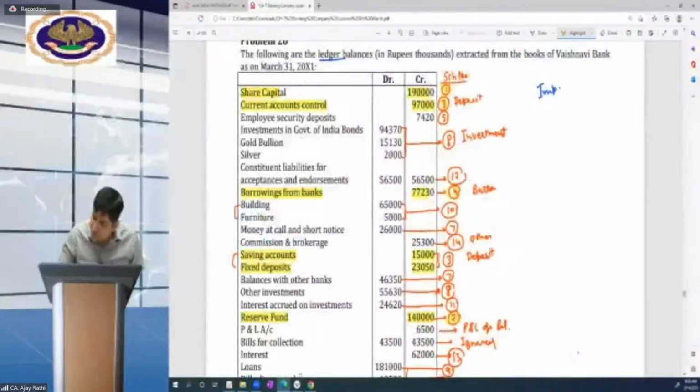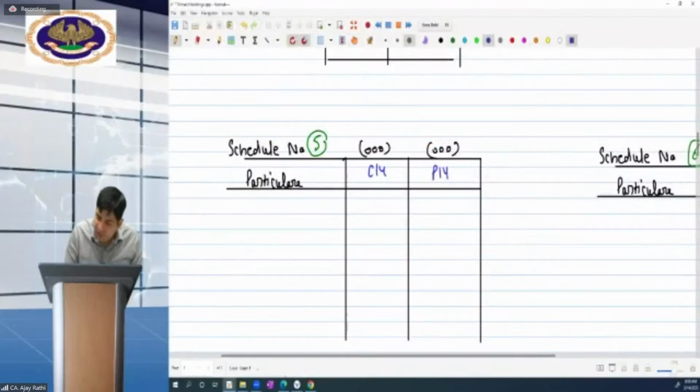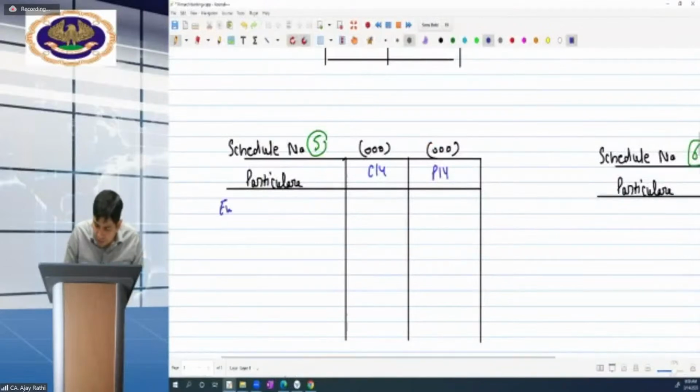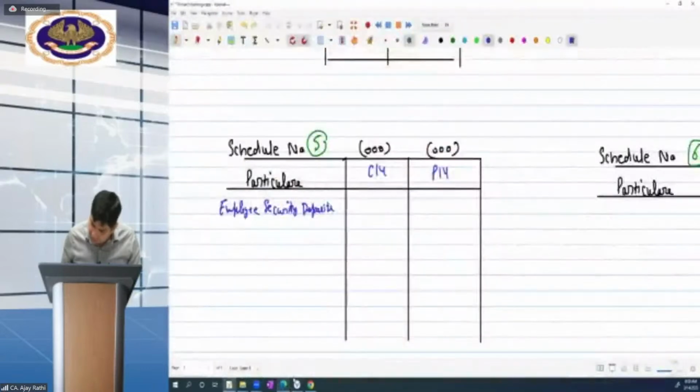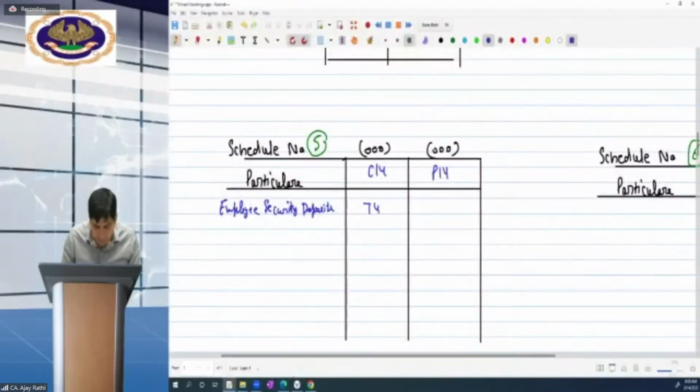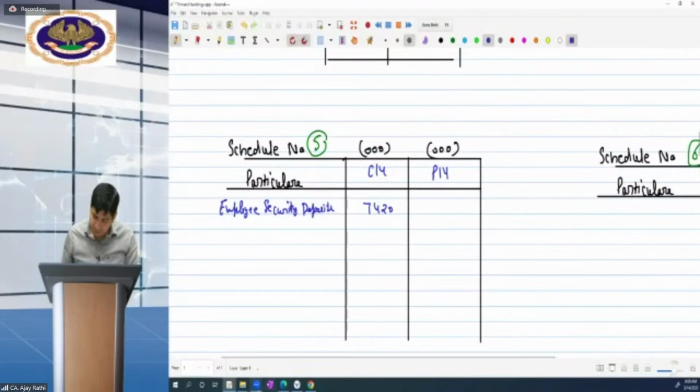Beta, please find the schedule number 5 adjustments. Sorry, 5 items. Schedule number 5. Employee security deposit. That is how much? That is 7,420. 7,420. Next one.